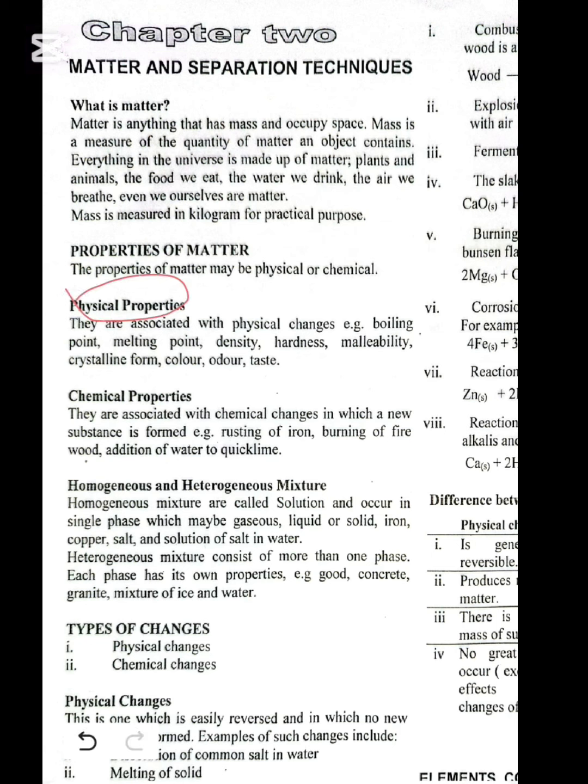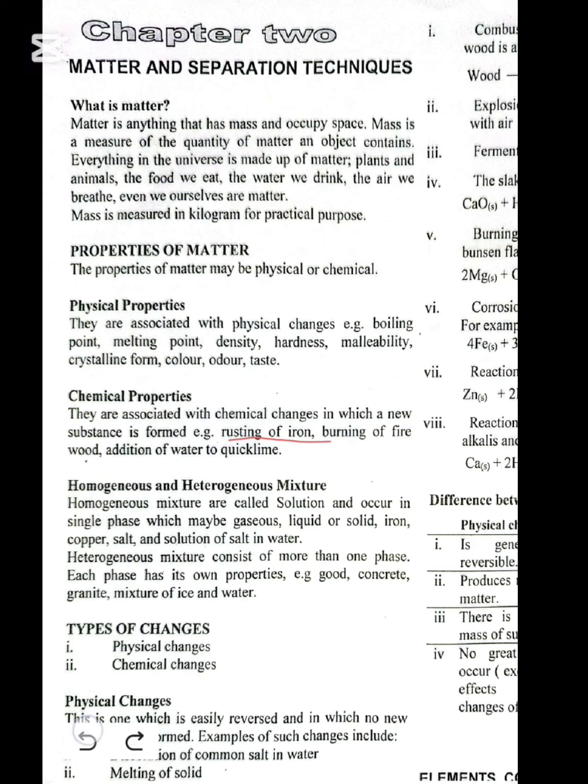Physical properties of matter. Okay, in the physical properties of matter, we say they are associated with physical changes. What are the physical changes? Boiling point, melting point, density, hardness, malleability, crystalline form, and other things like that. So what other things do we have under there? We have chemical properties. Chemical properties means when something is rusting, burning of firewood, addition of water to quicklime.